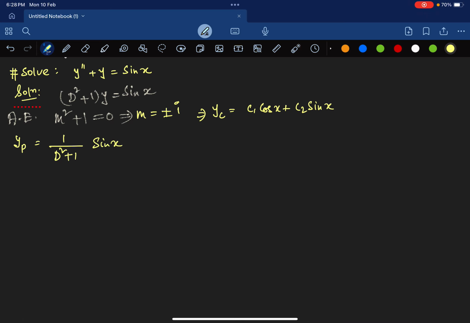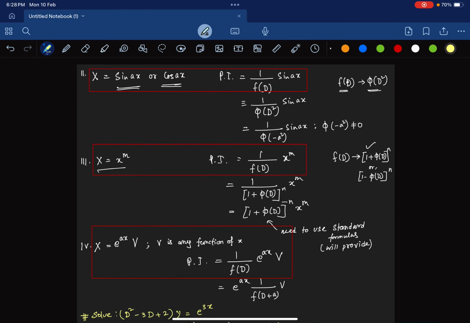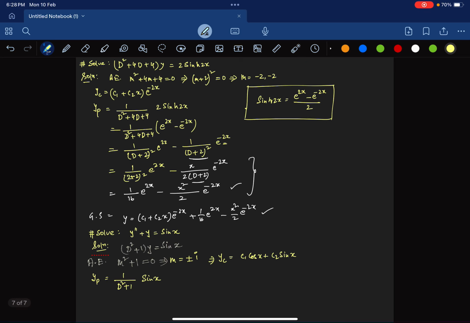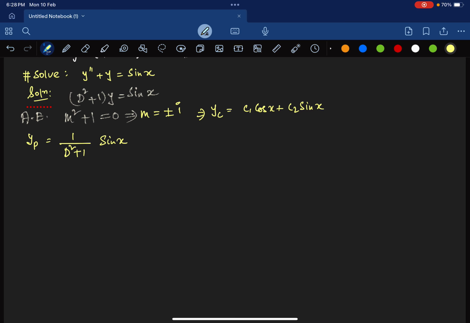Now see here sin ax, so the a value is 1. Just go back to the previous slide and see the formula. Here this function you need to convert in terms of phi of D square, and in place of D square you need to put minus a square, provided this lower term is not equal to 0. So here, a equals 1. If you put D square equals minus a square, that is minus 1 plus 1, you are getting 0.